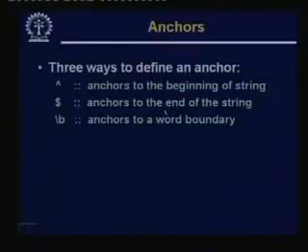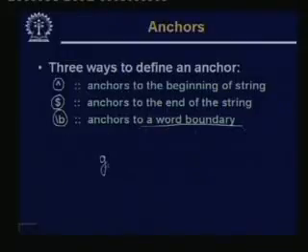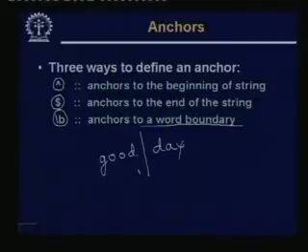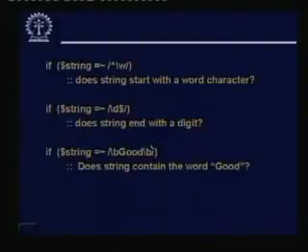There are 3 ways to define the anchor. We can use the caret symbol. Caret means beginning of the string, it anchors to the beginning of the string. Dollar means end of the string, and backslash b means a word boundary. Word boundary means if you have a string like "good day", then this space is considered to be the word boundary. So the match will take place starting from such a boundary. Some examples are here.